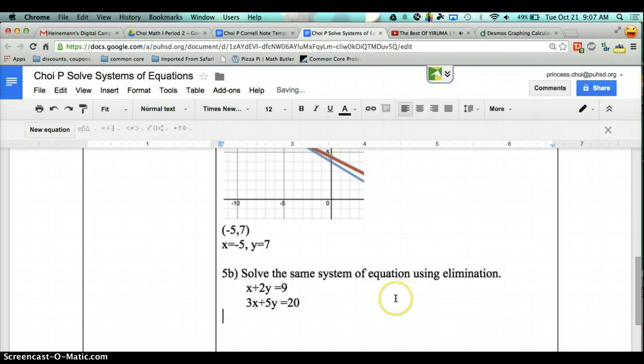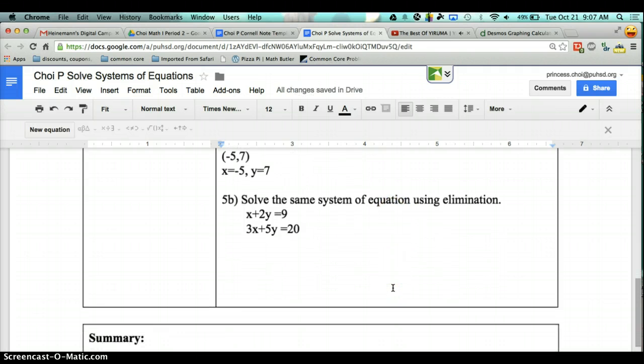Okay, so if I want to use elimination, now I gotta think: what do I want to eliminate? My first step is to eliminate either the x or the y. And here's the key. If you want to eliminate the x or the y, you gotta make sure that the leading coefficient is the same number, either the 2 or the 5. They have to be the same number but with different signs. But look, this is a 1, this is a 3, this is a 2, this is a 5. Obviously they're not the same number, so we gotta change it so it becomes the same.